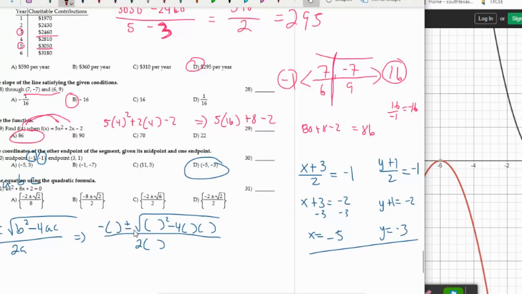So B would be 8, A will be 4, and C will be 2. Okay? So that means I'm going to have -8 plus or minus the square root of 8 squared, which is 64, minus 4 times 4, which is 16, times 2, which gives us 32, over 8. So then this will become -8 plus or minus.